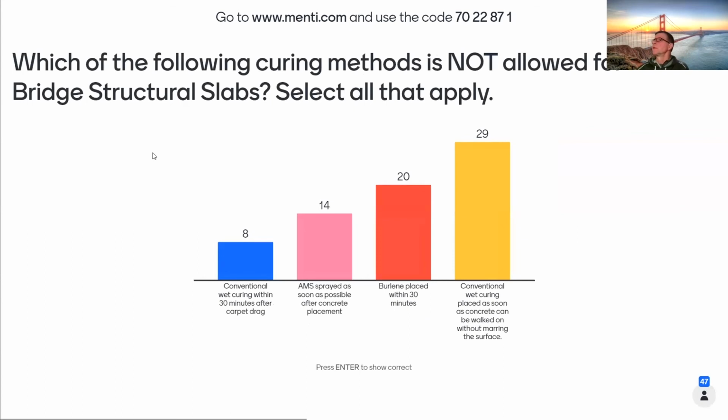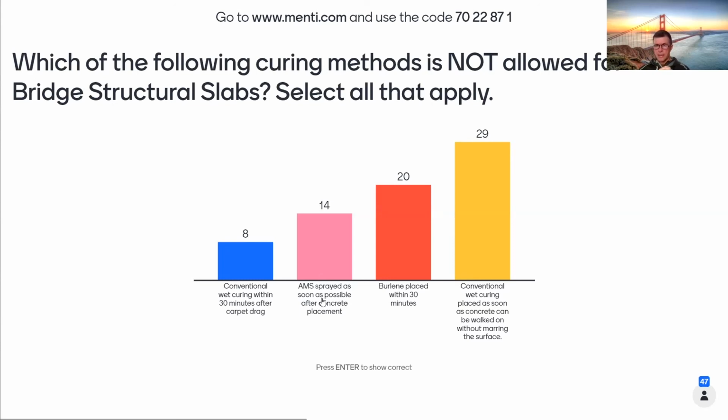Which of the following curing methods is not allowed for bridge structural slabs? Select all that apply. The only one that is allowed for a structural slab, remember the structural slab is the 7-inch slab, and then you're going to be putting a wearing course on top, is conventional wet curing within 30 minutes. So that would be incorrect for the way this question was worded.